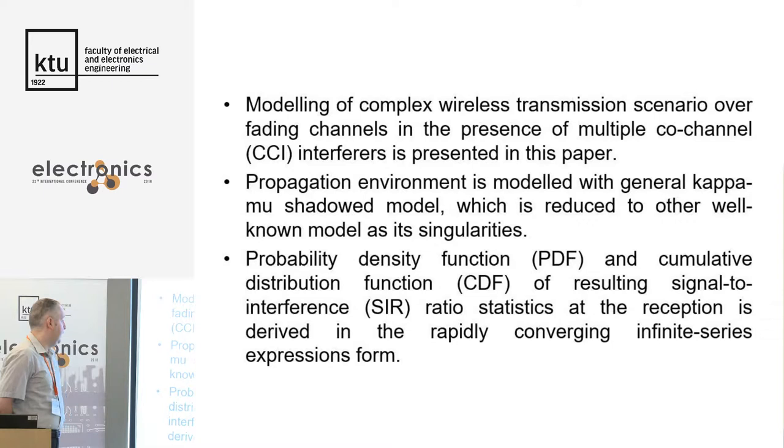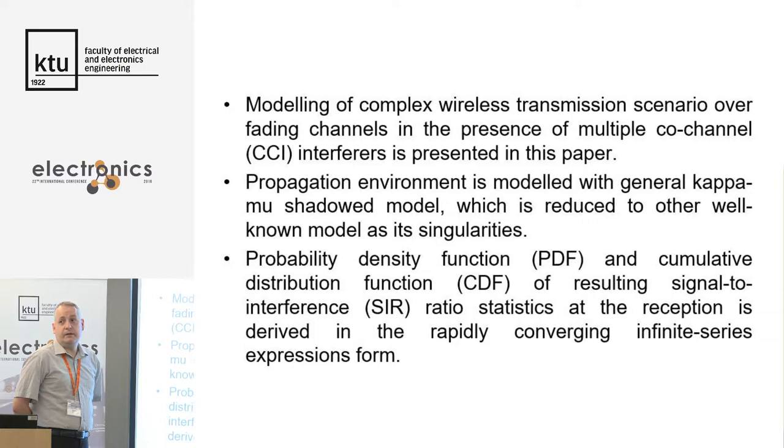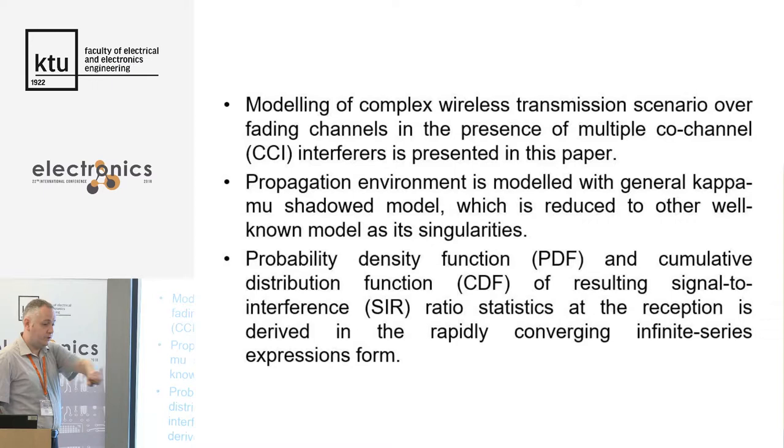And also in this model, we have observed the influence of shadowing, because the desired signal can now, in 5G communications, be shadowed by various objects more often than in previous types of communications. So it is a very general model. It includes shadowing, and it also includes the influence of multiple interference. Based on that model, the signal to interference ratio has been formed, and the probability density function of such signal to interference ratio has been observed.